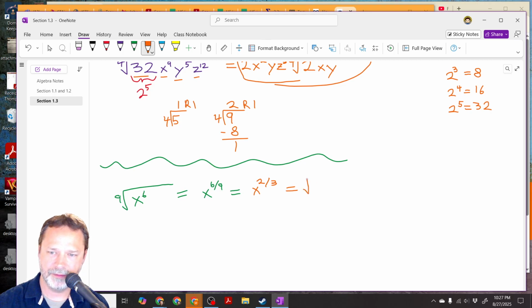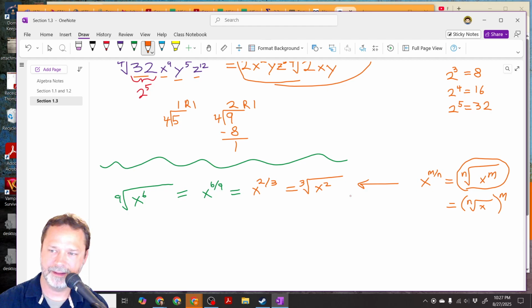Now let's rewrite that. It's going to be the cube root of x squared. And I'm just using that property once again. What property I use there is this one: x to the m over n I can write as the nth root of x to the m, or you could write it as the nth root of x, all raised to the m. I went with this one, though. Okay, there you go. Piece of cake.